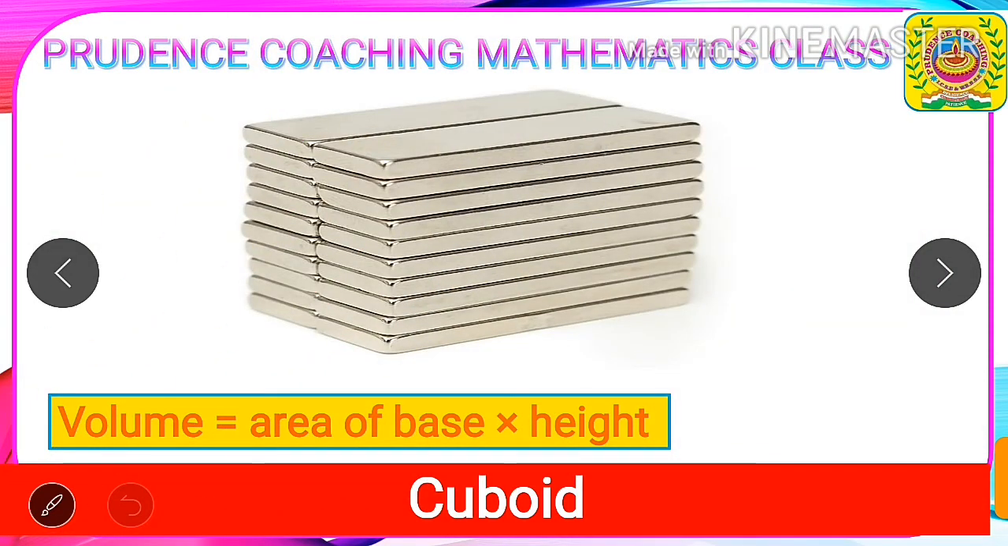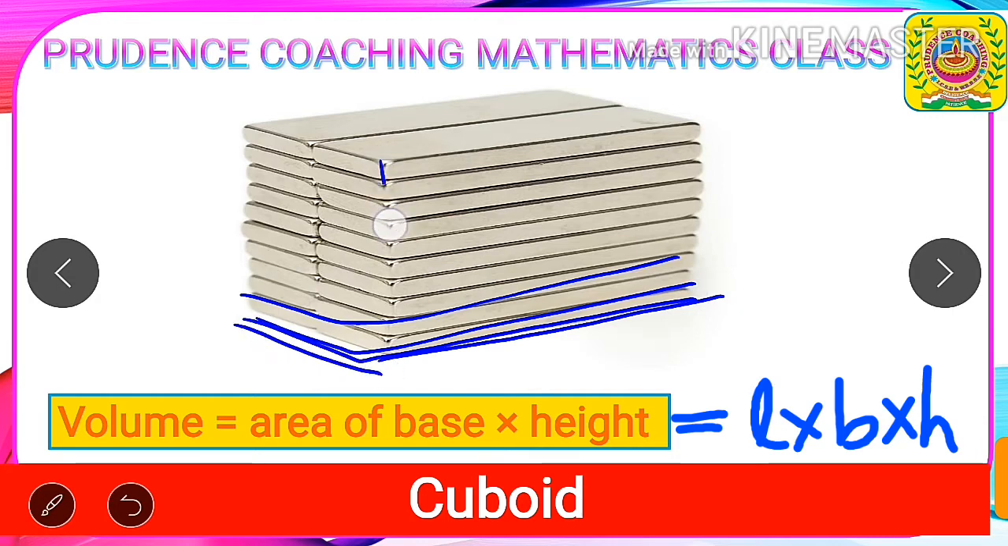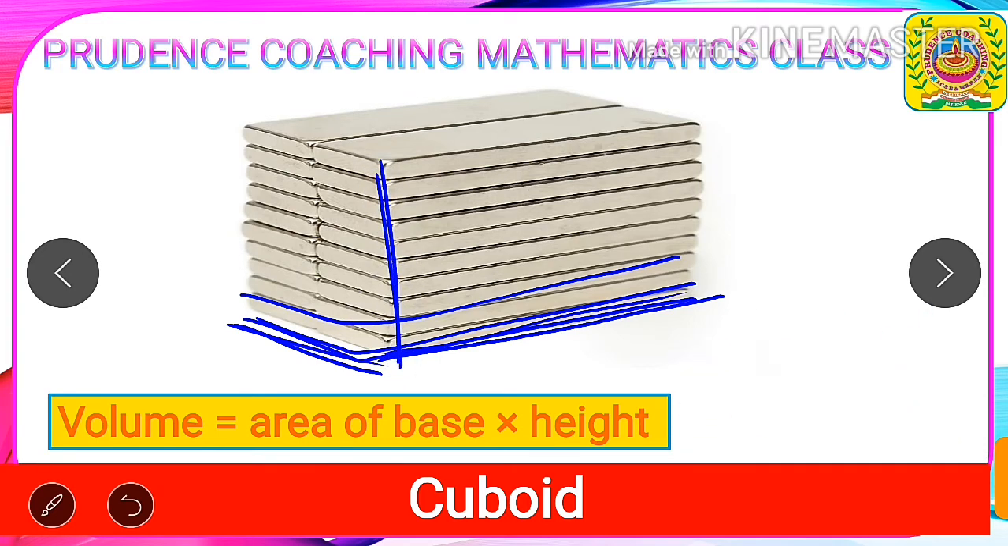Students, before this, see this picture. This is one of the tiles, and we are adding more tiles like this, and the volume is increasing. So in order to find out the volume of this particular thing, you need the length and the breadth of this particular tile. So this will be the length, this will be the breadth, and this will be the height. If you multiply length into breadth into height, you will get the volume of this cuboid.